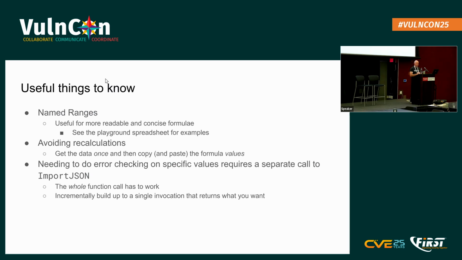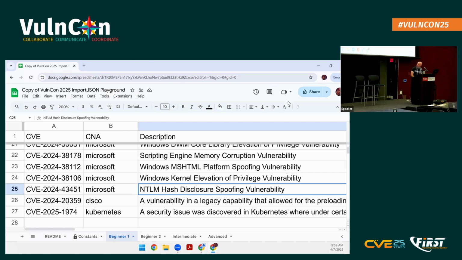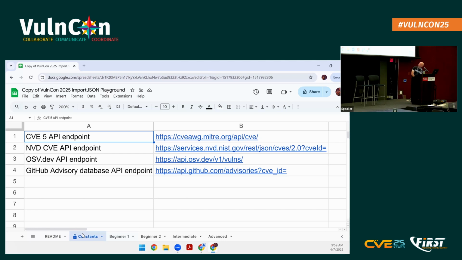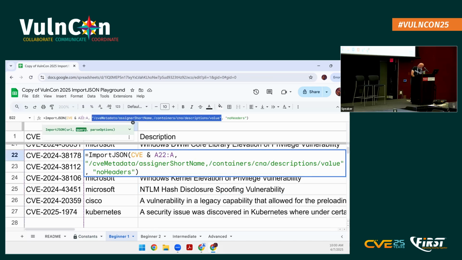I played around with named ranges for this as well, just so that you don't have to. In this example, where I've hard coded the URL, for this playground demo I've put a bunch of constants in here with the base URLs, and then I've created named ranges for those cells. So if you look at the implementation of one of these functions, it's a little bit more readable, because rather than having the URL in there, I've just got the name CVE. It makes the formula a little bit shorter, more concise and more self-explanatory.